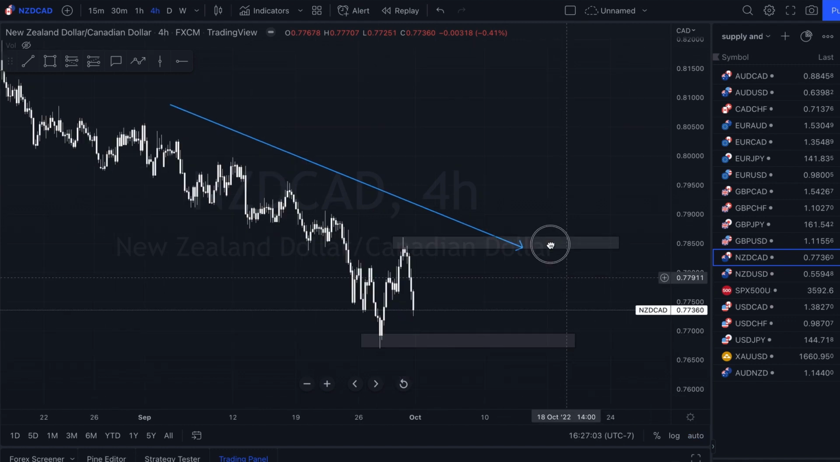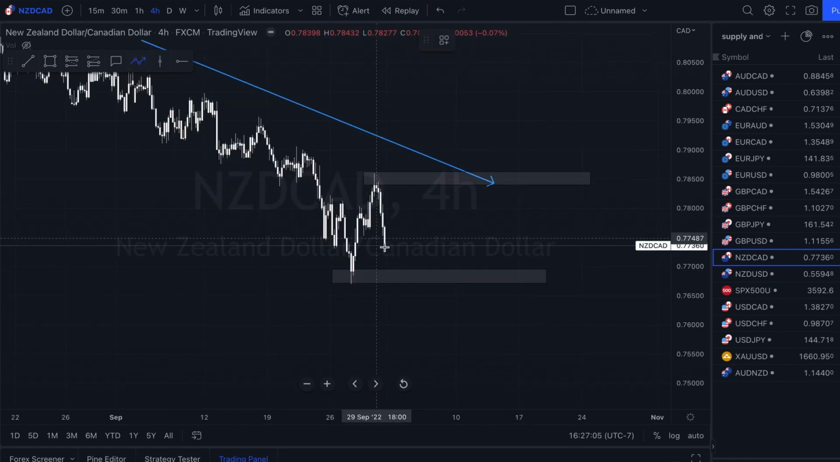Since it's going down, I'm gonna wait patiently for this break, this retest, and then we enter the sell. All of it's going down, guys.